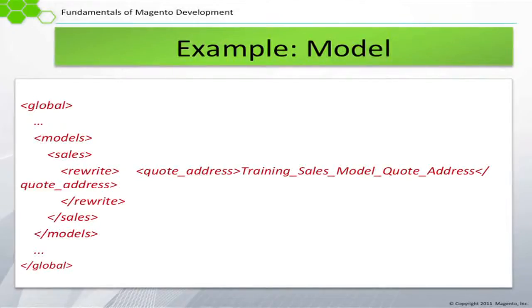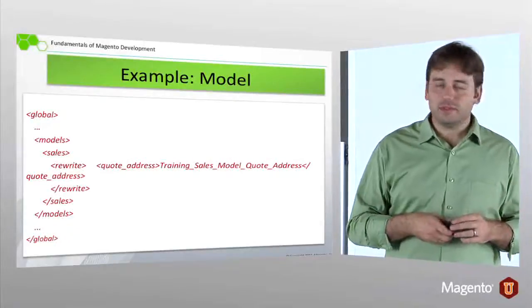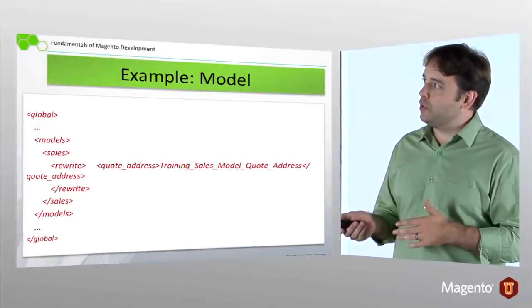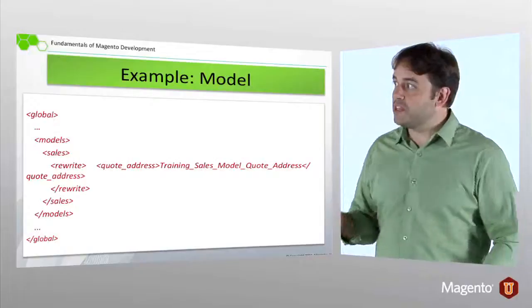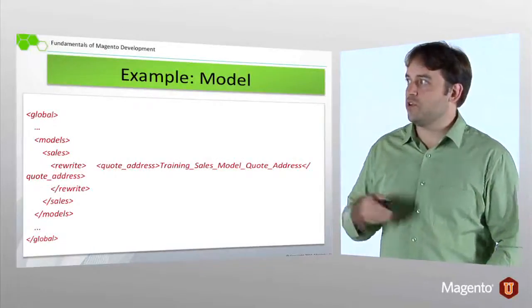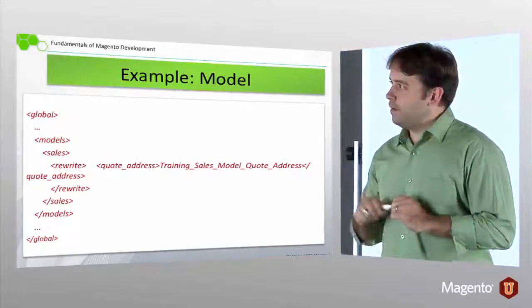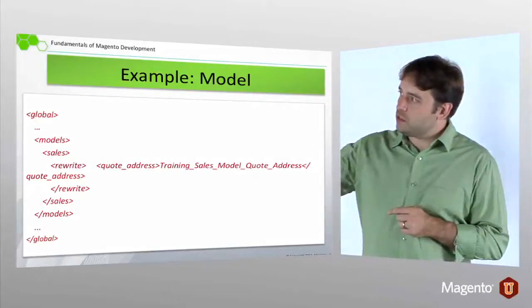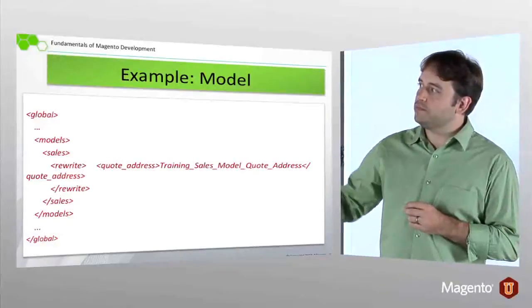So we've been talking about configuration. We've looked at how to set up our own module, and here we're going to look at how we can, in our own module's configuration file, change something else in the system. In this case, we're going to change sales quote address. So I'd like to take a moment and point something out. If you see over here, sales quote address. So we have global, model, sales, rewrite, quote_address.